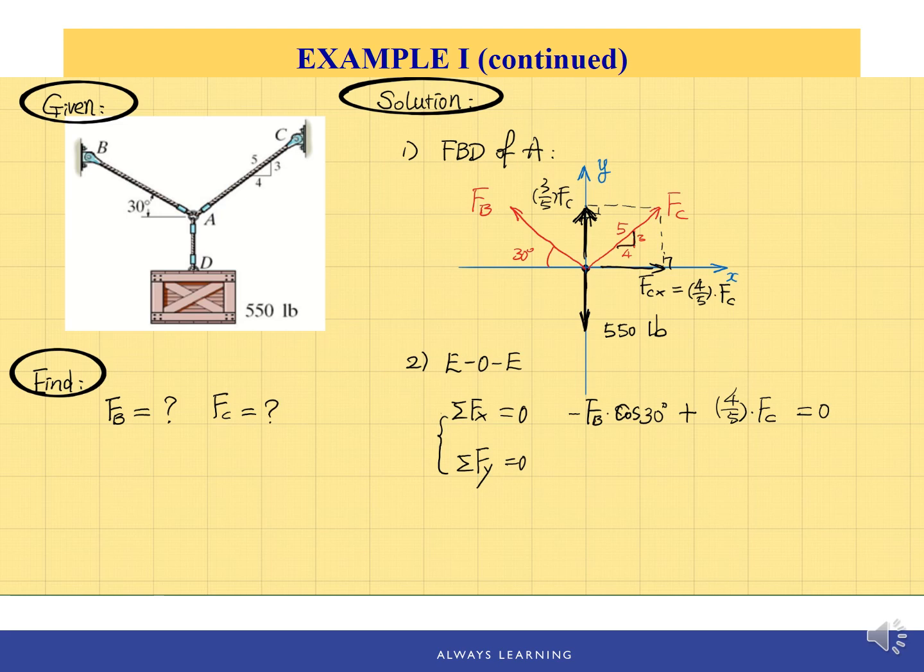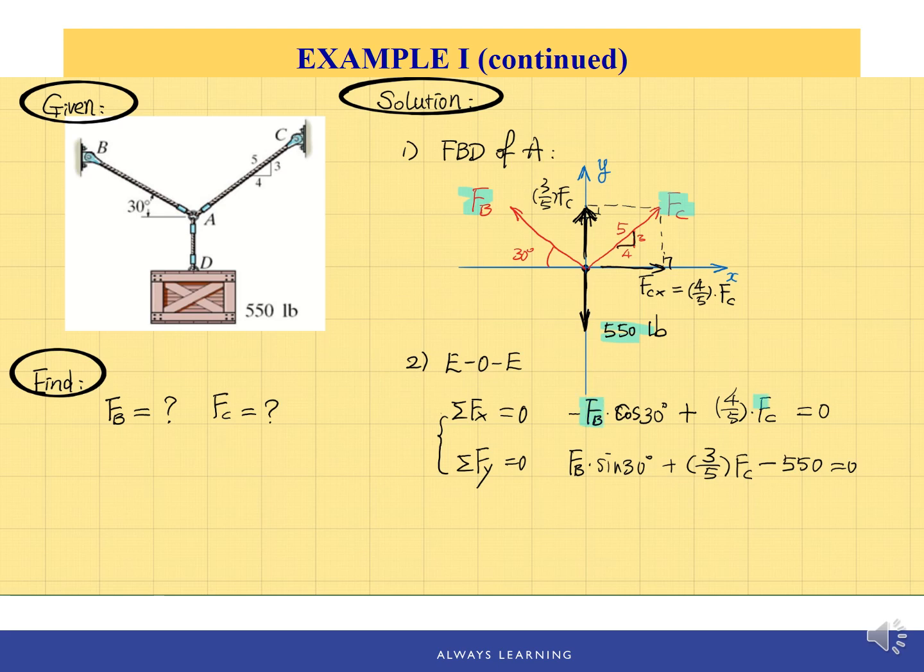We have three Y components: the FB of Y, FC of Y, and also this 550 pound force pointing down. So don't forget this given force. FBY is pointing up, so it's positive Y direction. It will be FB sine 30 plus 3/5 FC minus 550 equals 0.